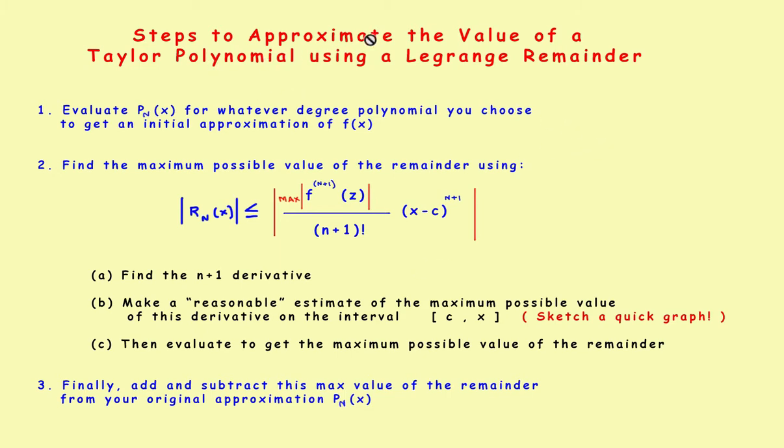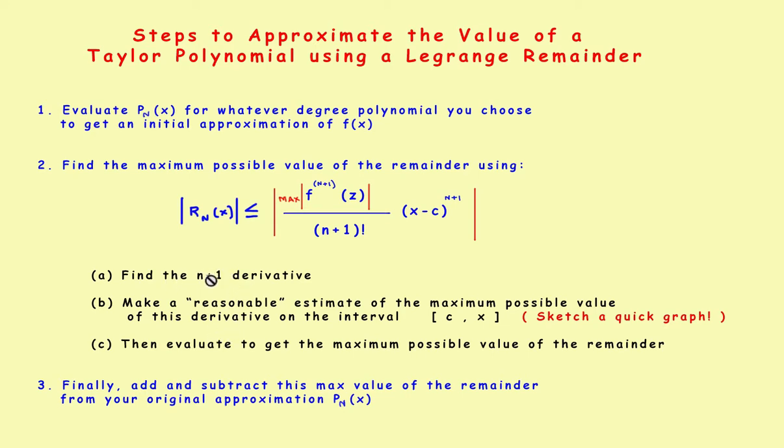These steps will give you an approximate value of a Taylor polynomial using the Lagrange remainder. Now the first step is to go ahead and evaluate P sub n for whatever polynomial you choose. If you want a 4th degree polynomial, go ahead and evaluate that, and that'll give you your initial approximation. Then you want to know how accurate is that approximation. So you will use the Lagrange form of the remainder, which is what this is, to estimate that. So this is going to give you the two green lines. And again, to do this, it consists of these parts right here.